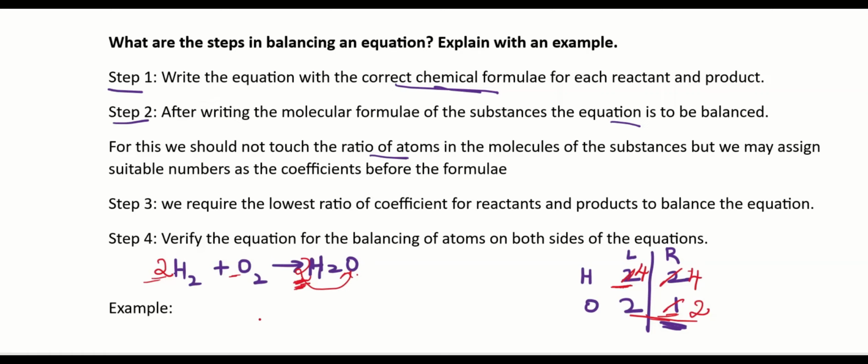So what is a balanced equation? 2H2 plus O2 gives 2H2O. This is our balanced equation. So our step number 4 says verify the equation for the balancing of atoms on both the sides of the reaction. We have verified here, so all the steps are done, and this is how you will be writing your answer when asked in the exam about the steps.